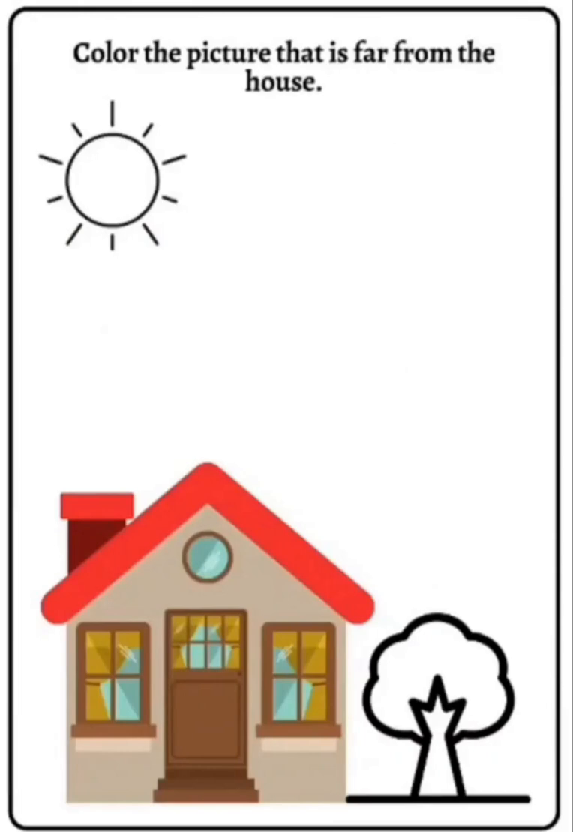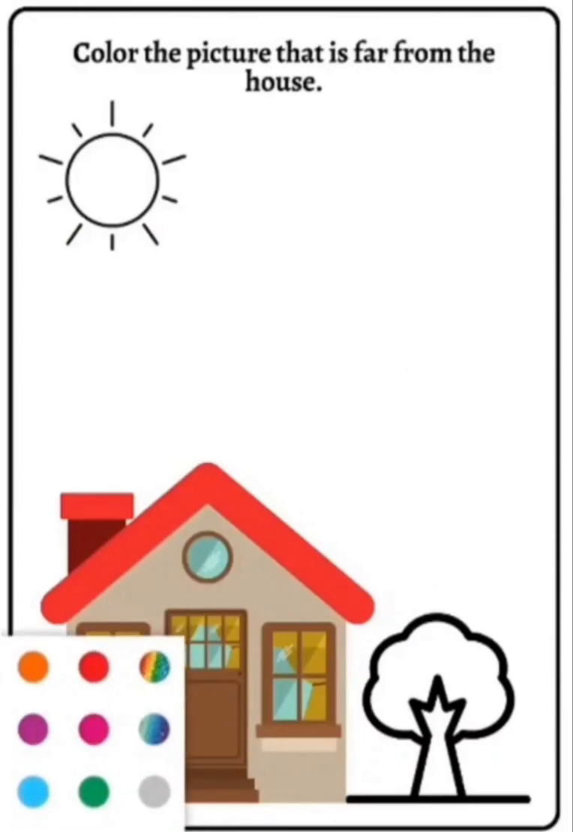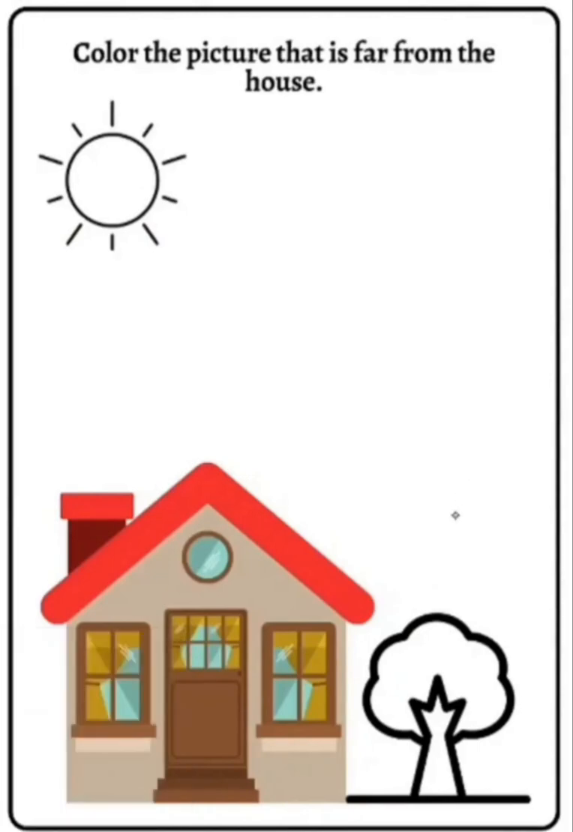The next worksheet is color the picture that is far from the house. Let's see which is near and which is far. So the tree is near the house and the sun is far from the house. So we will have to color the sun.